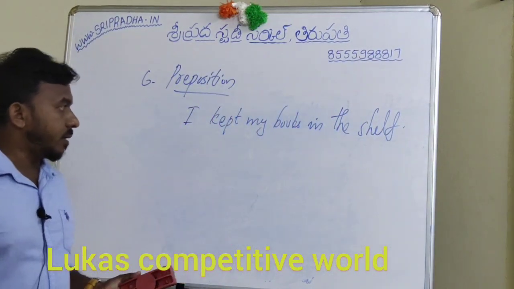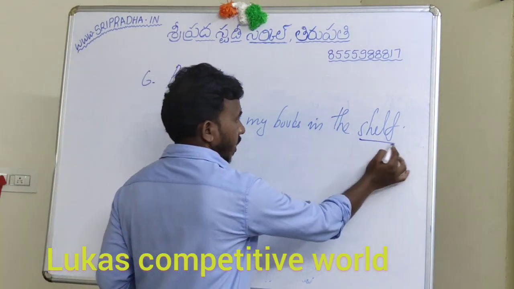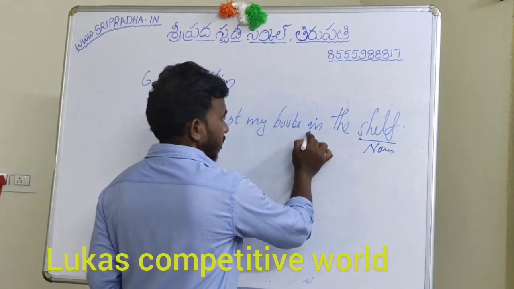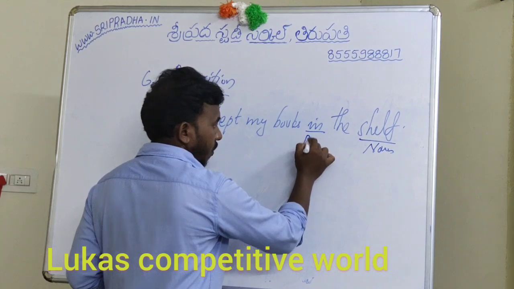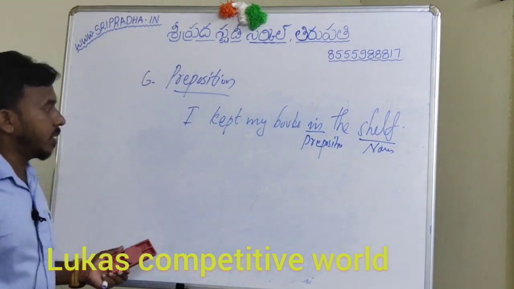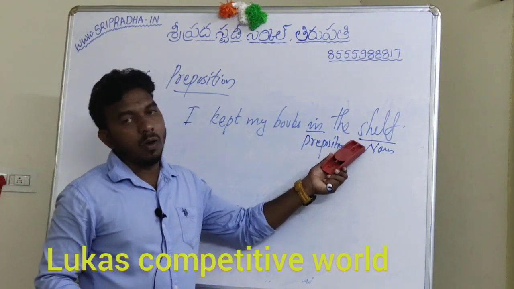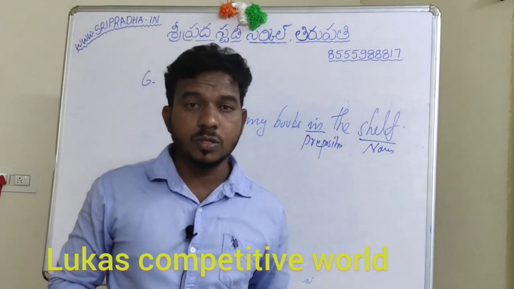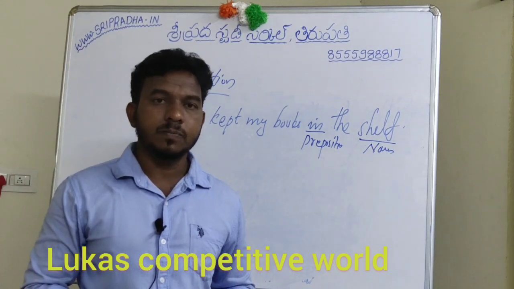So look at this sentence on the board. I kept my book in the shelf. What's a noun here? There is a noun, shelf. So there is "in." In can be called here a preposition. Just apply our definition. A preposition is a word which is used before a noun or a pronoun. So from this we can blindly say that prepositions always take a noun after them.